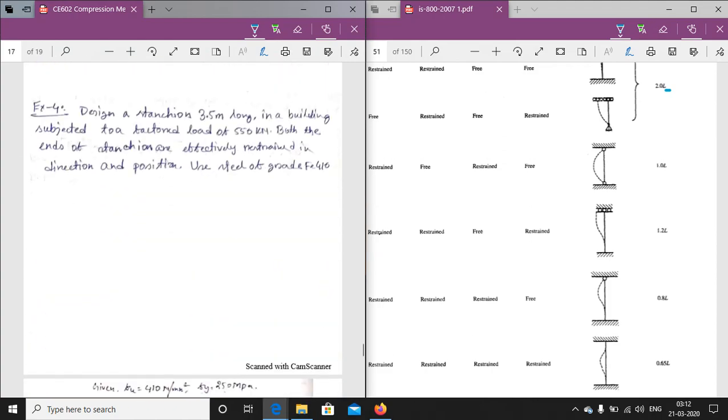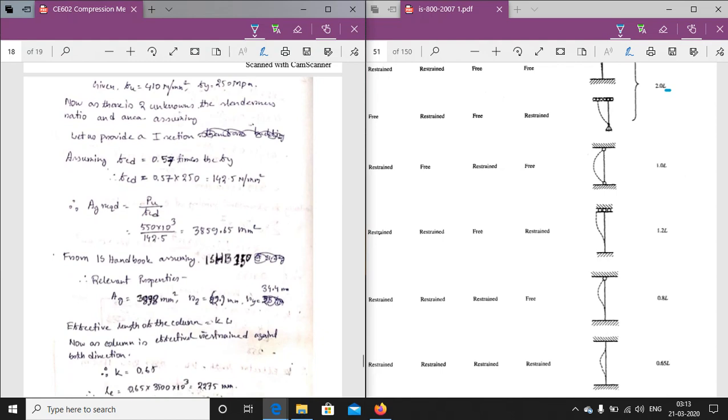One math problem will be there. Design a stanchion of 3.5 meter length in a building subject to a factored load of 550 kilonewton. Both ends of the stanchion are effectively restrained in direction and position. Use steel of grade 450. Now, all the things are given, and there are two unknowns, as I have already said. So let us provide an I section.